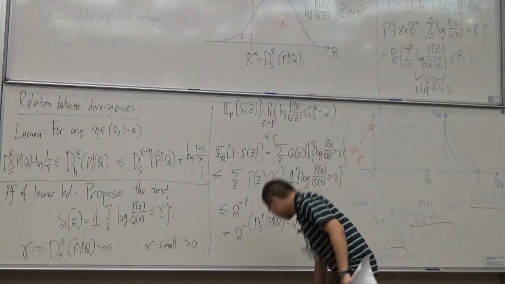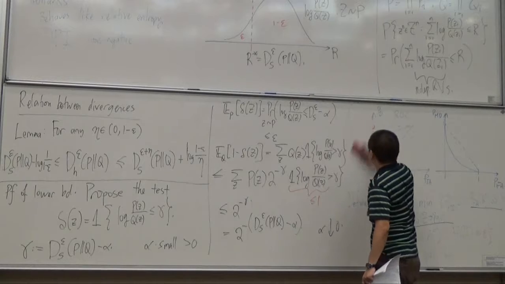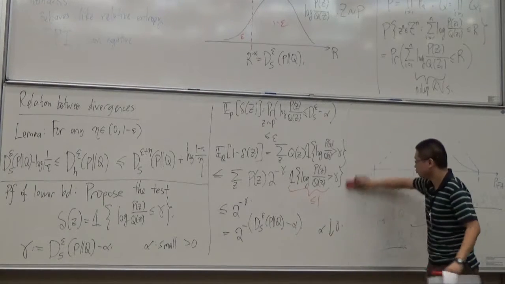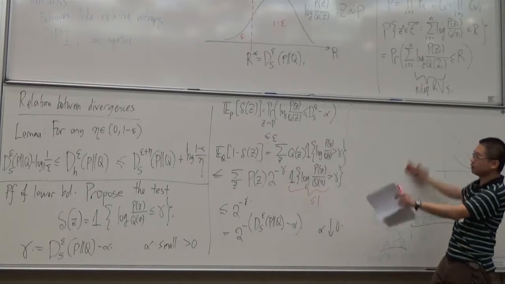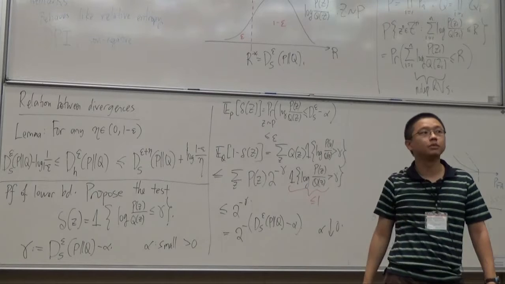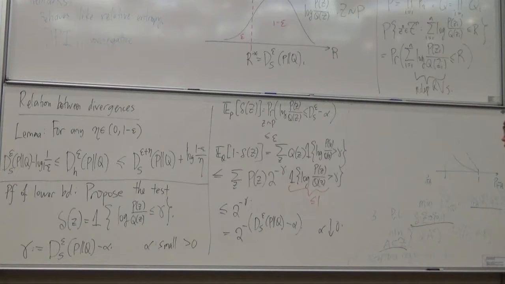So are there any questions? That bound there is everything we need in order to study the fixed error asymptotics of hypothesis testing. Are there any questions?